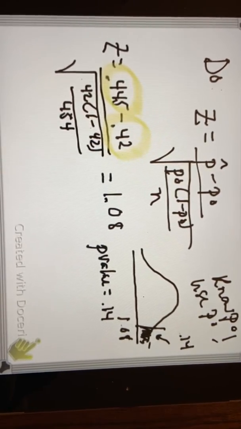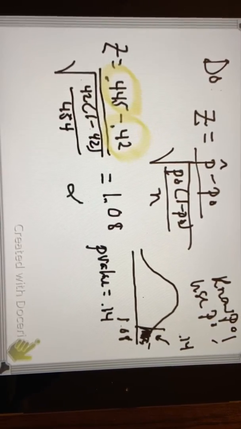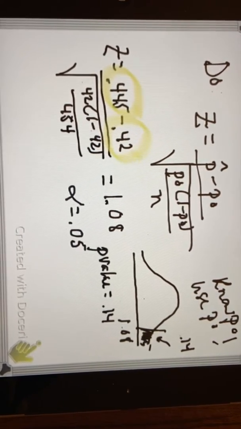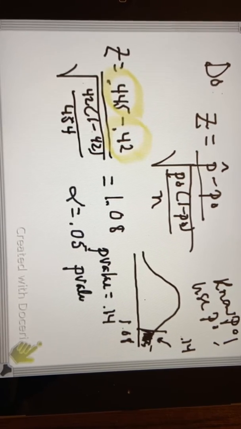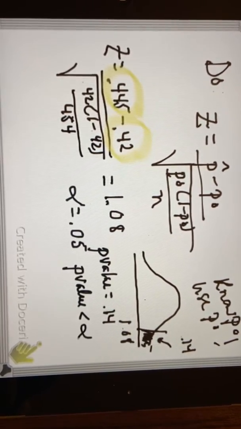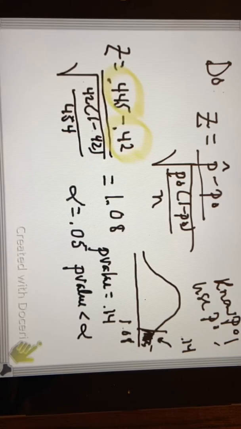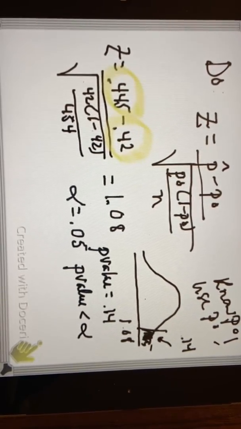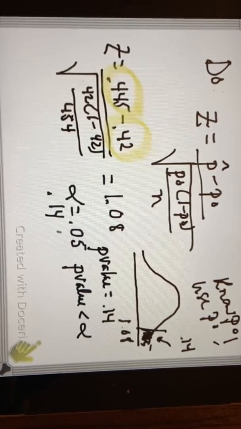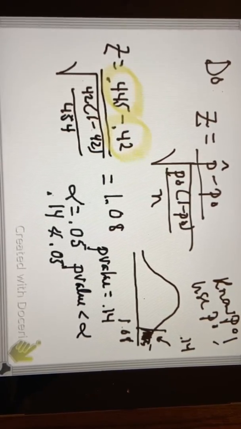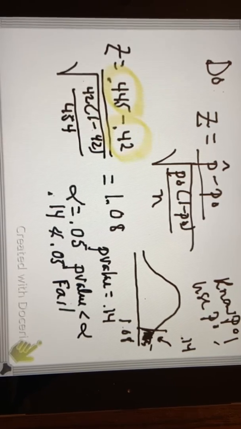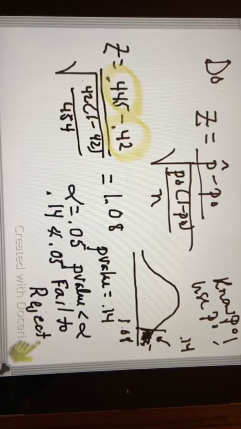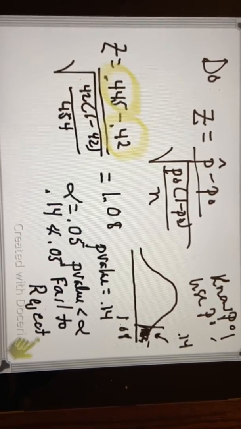And so it didn't tell us a level of alpha to use, so we're going to use level alpha 0.05. And you're just going to compare. Is your p-value less than alpha? And if it is, then we reject. Well, ours is not. 0.14 is not less than 0.05. So I, in other words, fail to reject. Okay? And so what do you do with that?